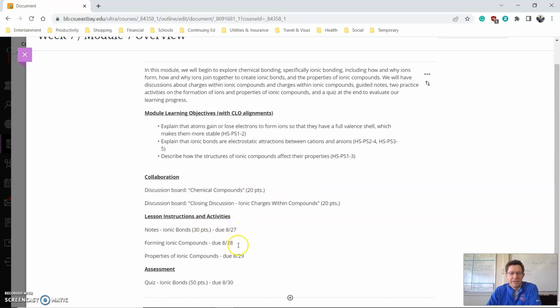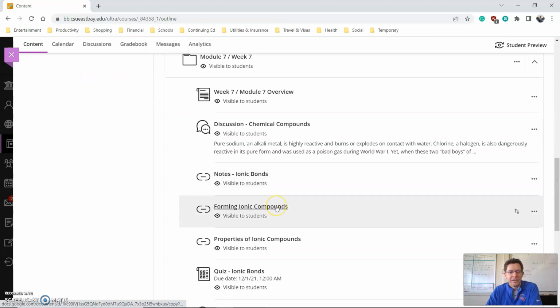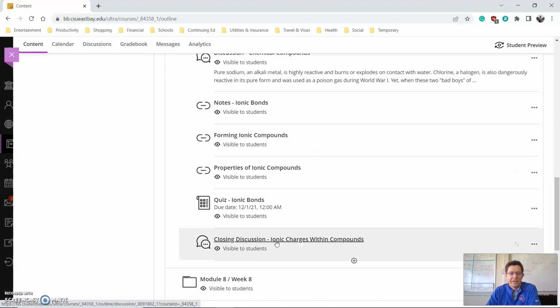Okay, so this is not as many instructions and activities as some weeks that we've had, but there's notes on ionic bonding, and then there's a couple of exercises here, forming ionic compounds and properties of ionic compounds. So each of these is looking at how ions form, and then once you have ions, how they can join together to form compounds. And once they've done that, what are some of the properties, and how can we explain these properties of these compounds based on what we know about Coulombic attraction between oppositely charged ions.